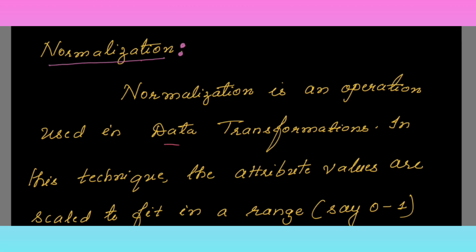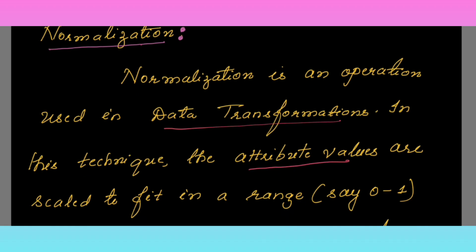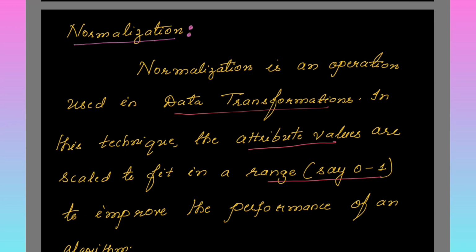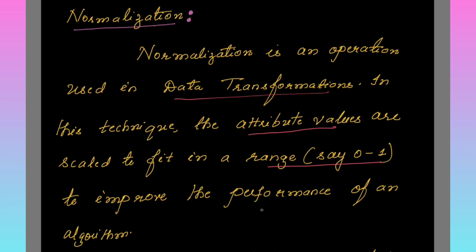Normalization is an operation that is used in data transformation. So this is also one of the techniques used in data transformation. In this technique, the attribute values are scaled to fit in the range 0 to 1 to improve the performance of the algorithm. Normally, when you have a data set and the attribute values are large numbers, suppose you have an attribute price in the data set and the values are 7,500, 6,000, 9,000, these numbers you have to bring down to a smaller scale, and that scale is in the range of 0 to 1 only.